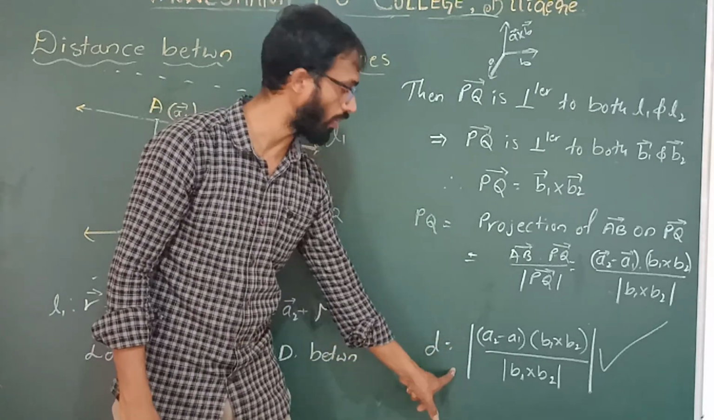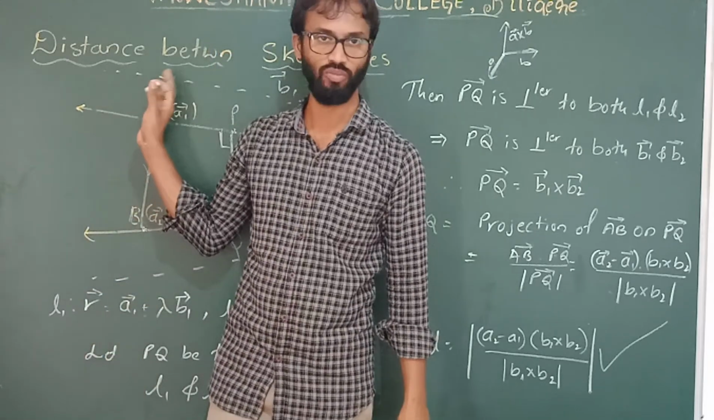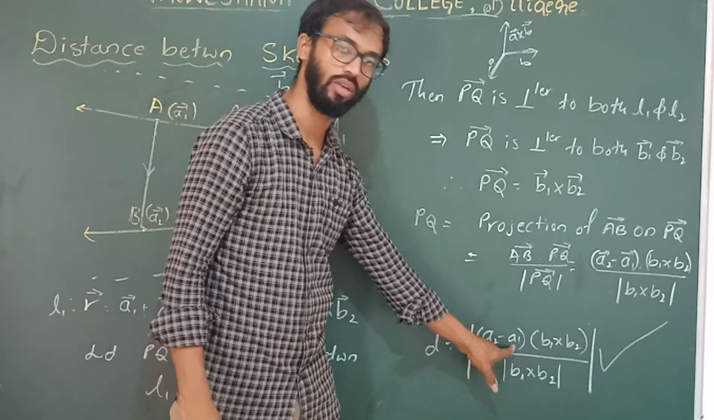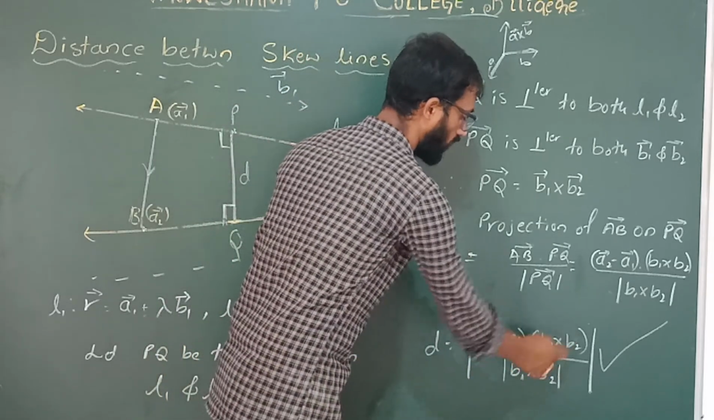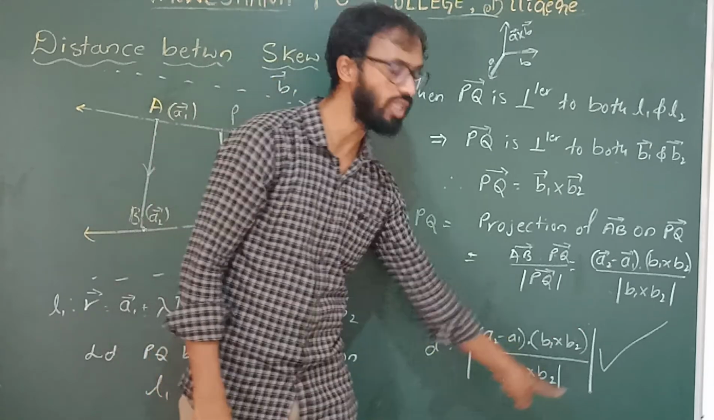Again I'm telling you, please keep in mind, it's one of the important theorems which will be asked for 5 marks. So the distance between two skew lines is equal to A2 minus A1 dot B1 cross B2 divided by the magnitude of B1 cross B2. It will always be positive.